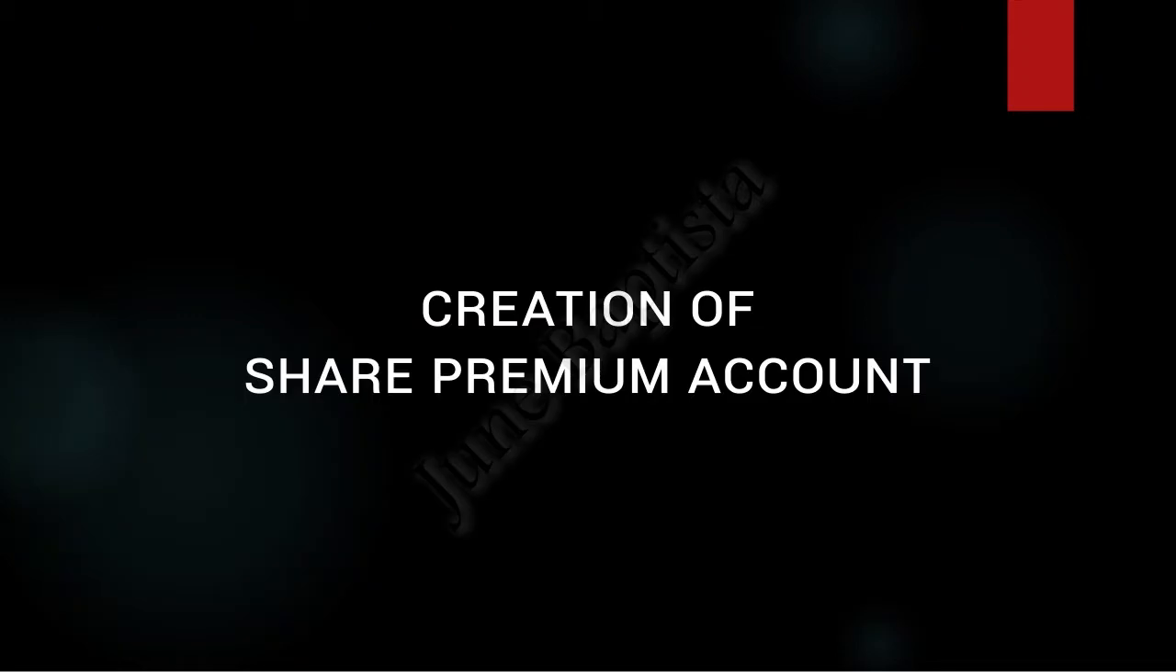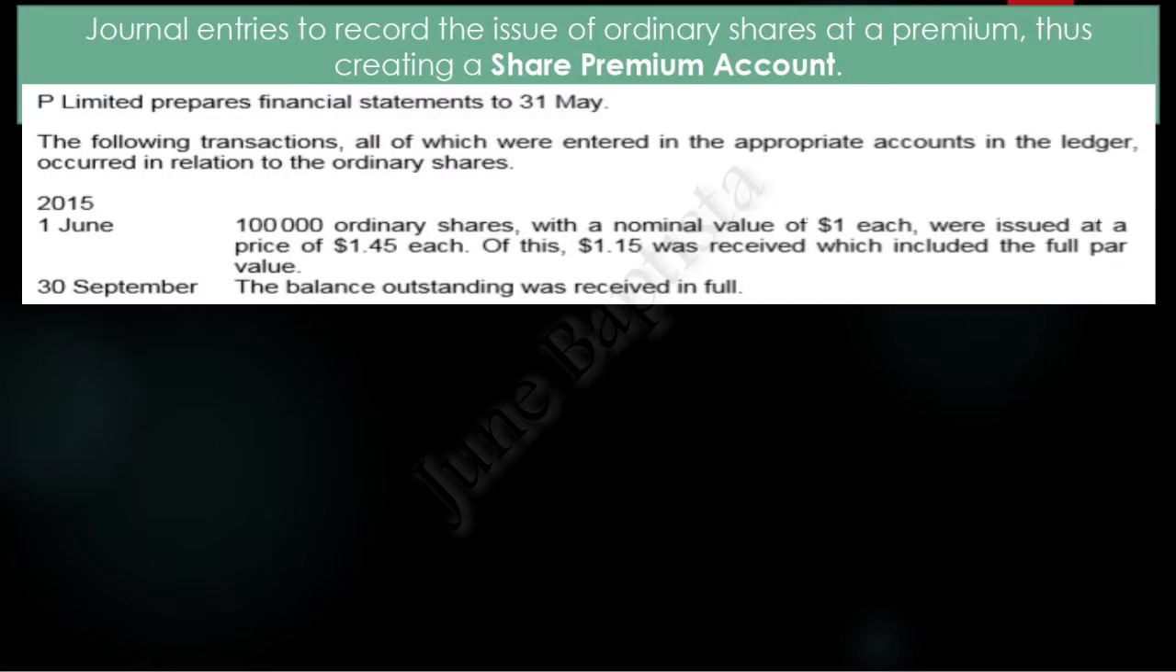In this slide, we will be examining the creation of the share premium account, which is a capital reserve. P Limited prepares financial statements to 31st May. The following transactions, all of which were entered in the appropriate accounts in the ledger, occurred in relation to ordinary shares. On the 1st of June 2015, 100,000 ordinary shares with a nominal value or a par value of $1 each were issued at a price of $1.45 each.